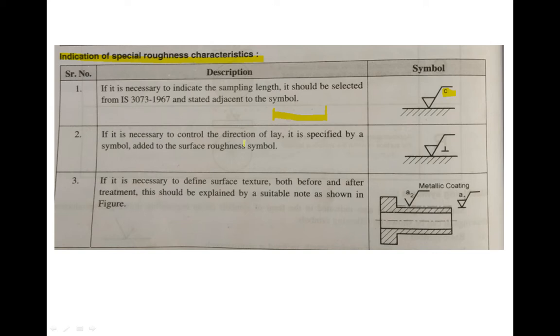It is necessary to control the direction of lay. It is specified. Previously, we have seen the directions of lay: parallel, perpendicular. So this is the direction of lay. If it is necessary to define the surface structure both before and after treatment, this should be explained by a suitable note as shown in the figure. Here, the surface structure before metallic coating is A1 and after metallic coating is A2.